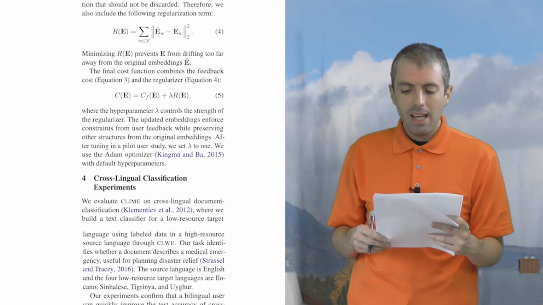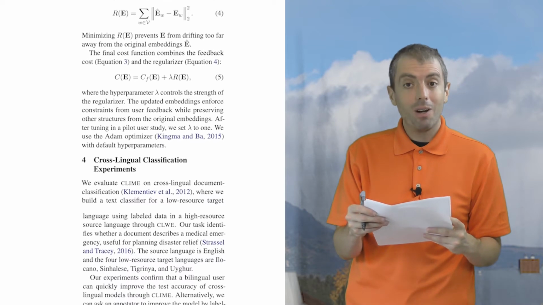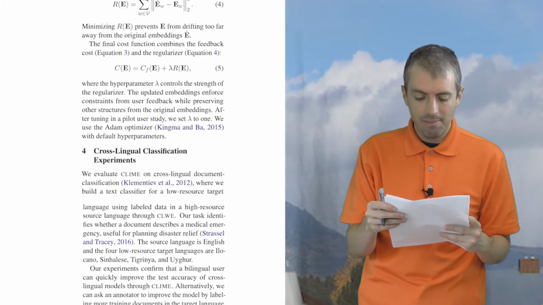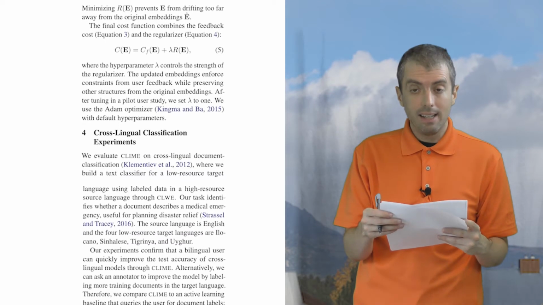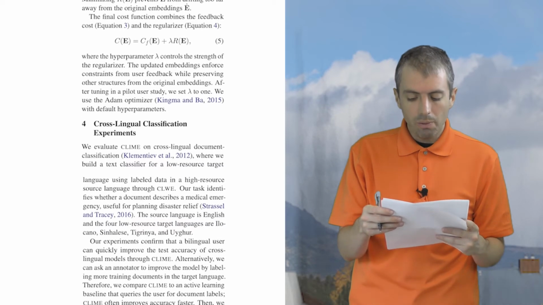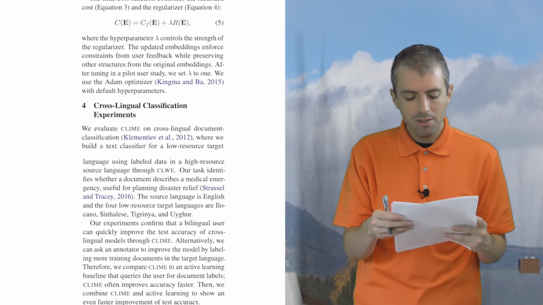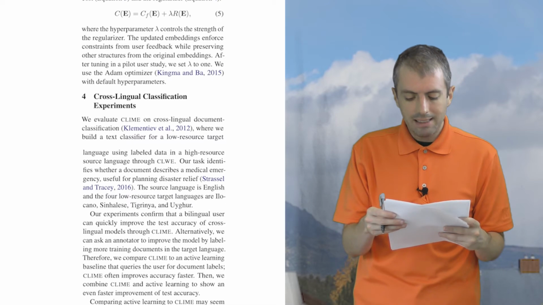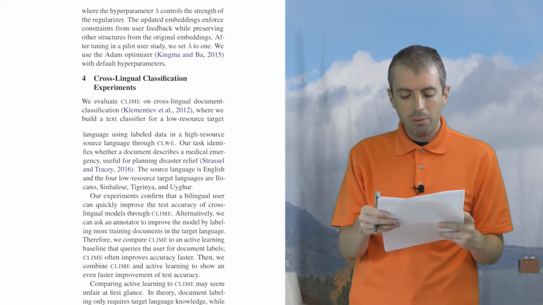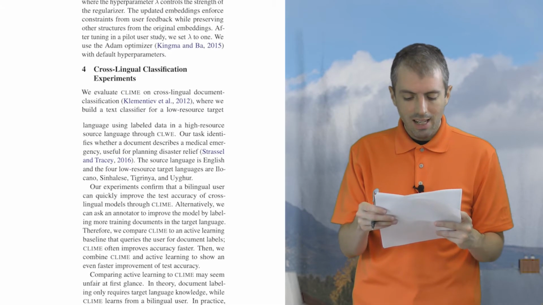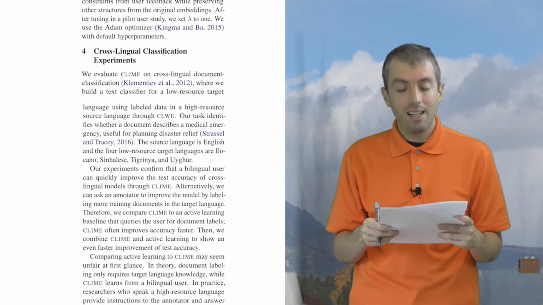Our experiments confirm that a bilingual user can quickly improve test accuracy of cross-lingual models through CLIMB. Alternatively, we could also ask the bilingual annotator to improve the model by labeling more training documents in the target language. Therefore, we compare CLIMB to an active learning baseline that queries the user for document labels. CLIMB often improves the test accuracy faster. Then we combine CLIMB and active learning to show an even faster improvement of test accuracy. Finally, we experiment with refining the same set of keywords with multiple rounds of user intervention. The repeated sessions slightly improve test accuracy on average.